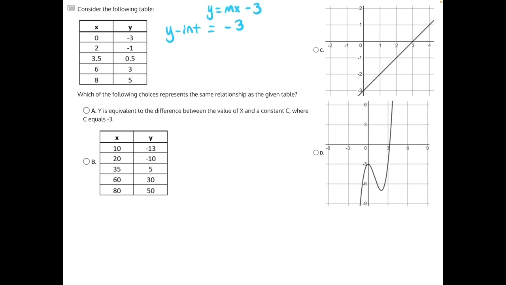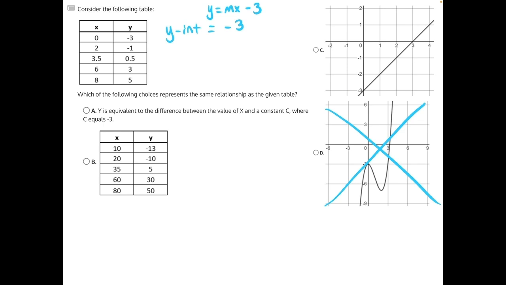So with this information, we should be able to eliminate some of our answer choices. Starting with answer choice D, we know that we should be dealing with a linear function in this graph, and this is a cubic function. It is not a linear function. So we can eliminate answer choice D. If we look at answer choice C, we can see that our y-intercept in this graph is at -3, just like it is in our original. So that is promising, and C could be our correct answer.